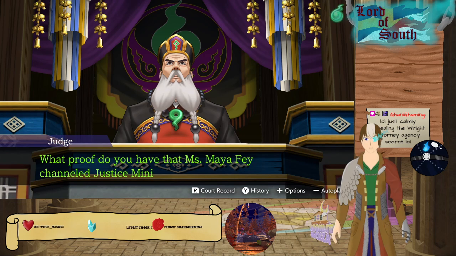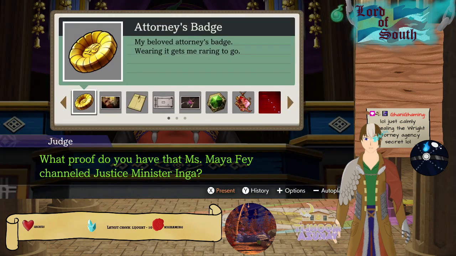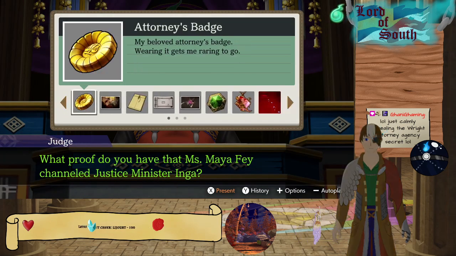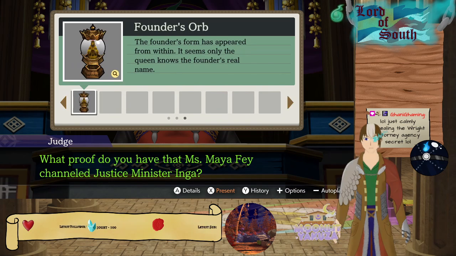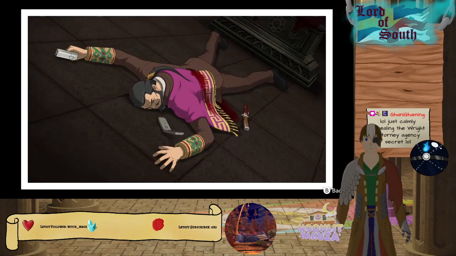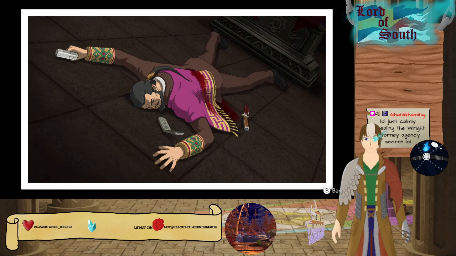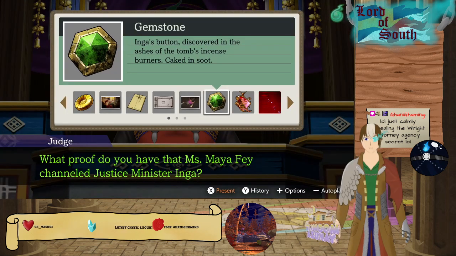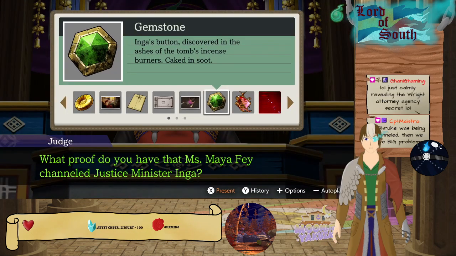What proof do you have that Miss Faye channeled Justice Minister Inga? It depends on... Where is my marker? There it is. I can't see it from here. We have this thing. If the Rook was being channeled, then we have big problems. Yeah, we really have.